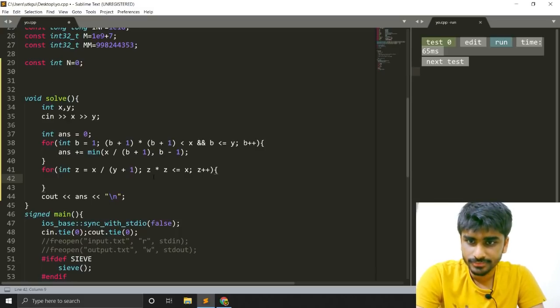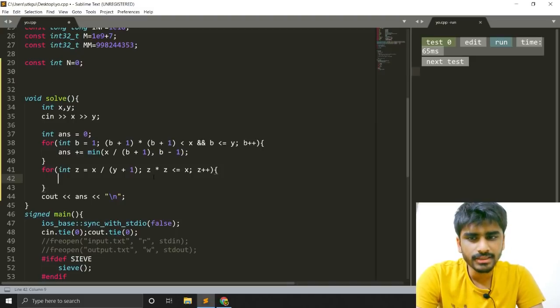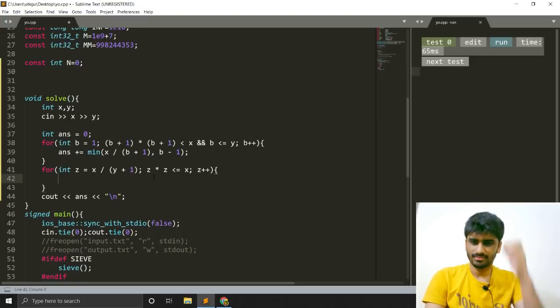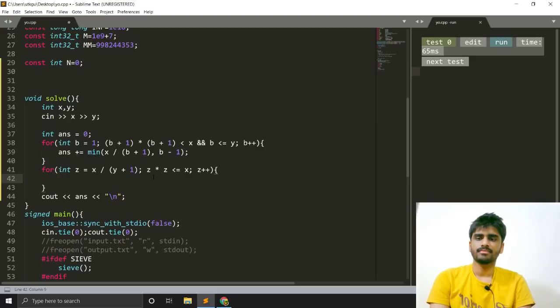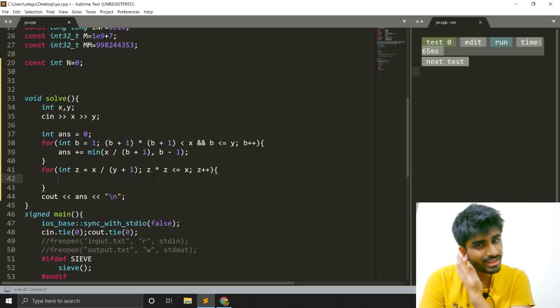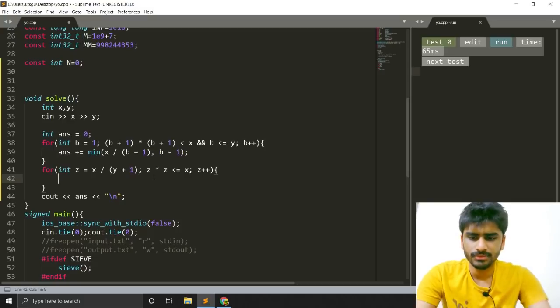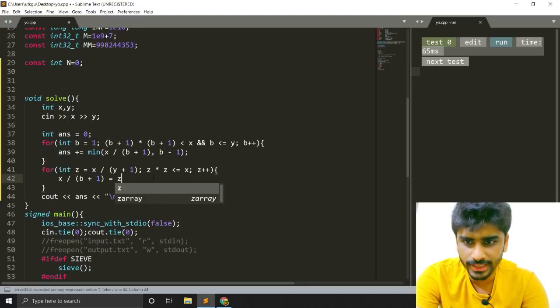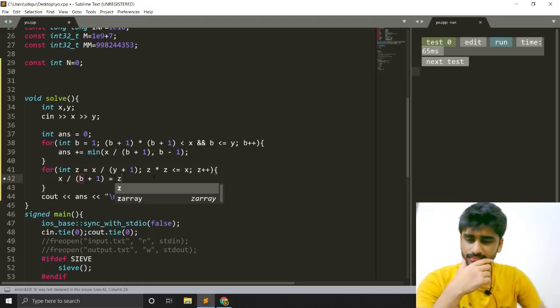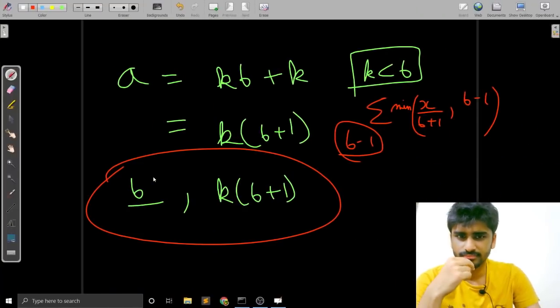No, we don't know the b here, right? Maybe we can get it. No, wait a minute. We're iterating on x by b plus 1. Why am I stuck at this? It's not that difficult. First of all, I think we need how many of them will give us this value z. We want how many b will give us this value z, right? So we want x by b plus 1 equal to z, right? And we want how many b's will satisfy this thing, right? Should not be stuck at this thing.